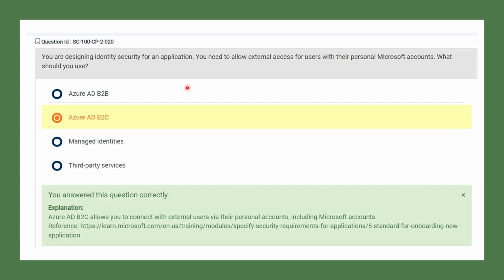And so the question was basically, you are designing security for an application. You need to allow external access for users with their personal Microsoft account. What should you use? In that case, you need to use Azure AD B2C, which is business to consumer, which allows you to connect with external users via their personal accounts, including Microsoft accounts. So basically a retailer could allow people to connect with their Facebook account, Hotmail account, Gmail, or whatever. So all of that is possible.